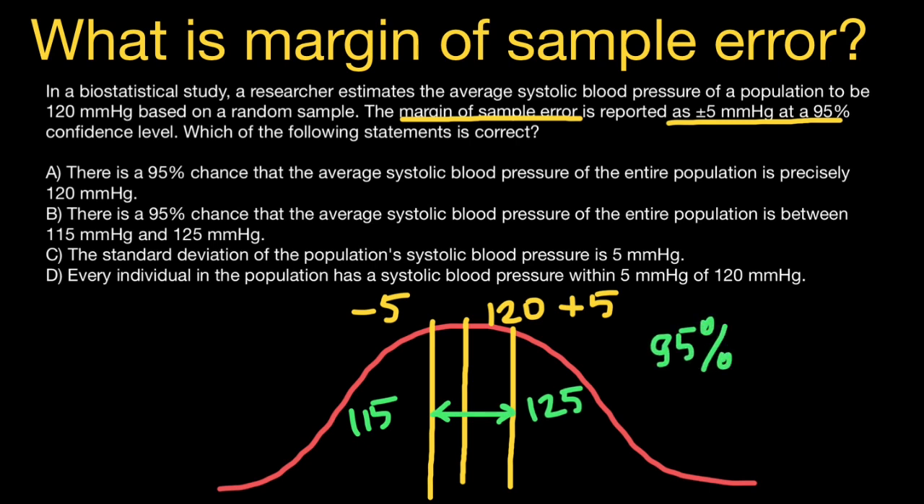That means that in 95 samples out of 100, the true mean of the population is going to be between these two values. And in 5 cases out of 100, it's going to be somewhere outside, whether it's going to be here or here. So as you see, the only correct answer here is going to be answer B. There is 95% chance that the average systolic blood pressure of the entire population is between 115 millimeters of mercury and 125 millimeters. And this is all for today.